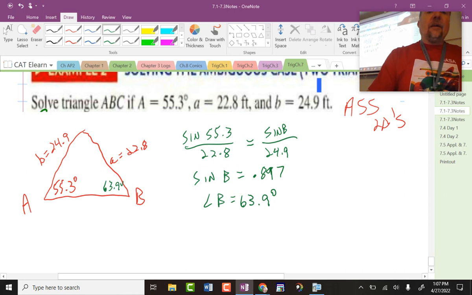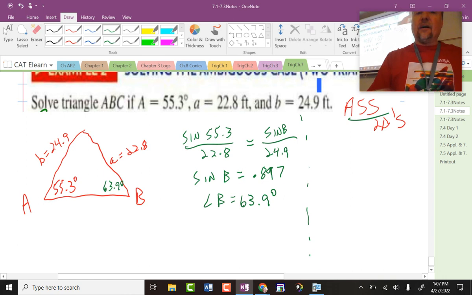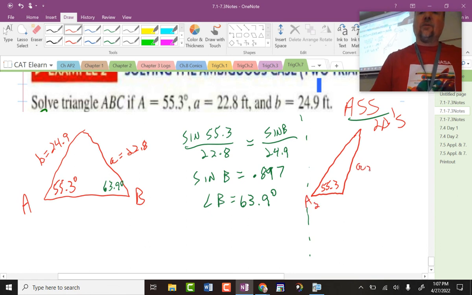But now your job in an ASS scenario is draw a line in the sand and say to yourself, does this triangle exist? I'm going to go back to red and slant it a little bit more because it's hard to draw, because this is the obtuse version. 55.3 doesn't change. 22 does not change, but call this A2 and A2 because it's your second triangle. And I am telling you it is going to exist, but this is B2 because little b2 is still 24.9.